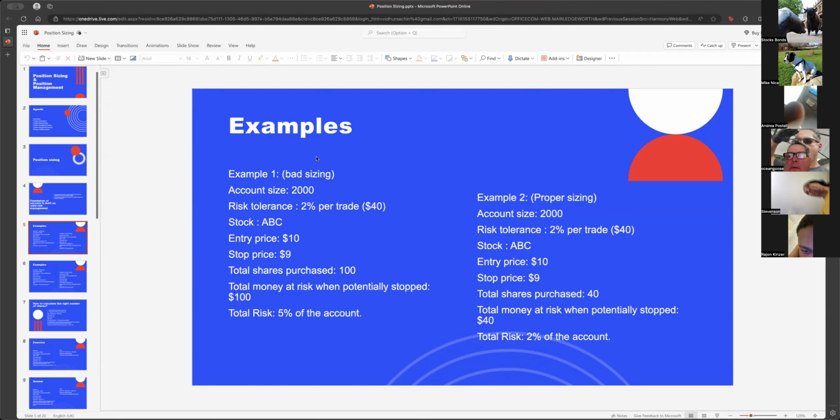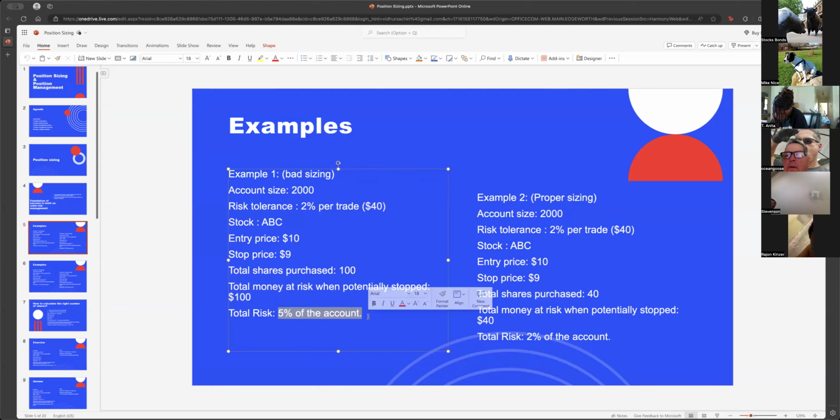And how much money will you lose if you get stopped out? So your entry is $10. Your stop loss is at $9. You're buying 100 shares. And if you get kicked out, the amount of money you will lose is $100. But again, if you think about it, your total risk tolerance is just $40. But here you're losing $100, which is 5% of your account. But our risk tolerance is only 2%.